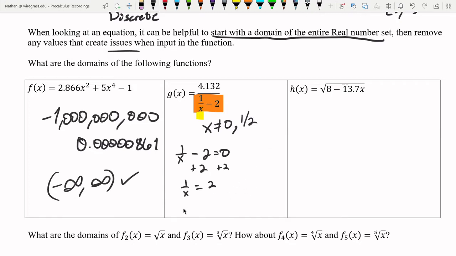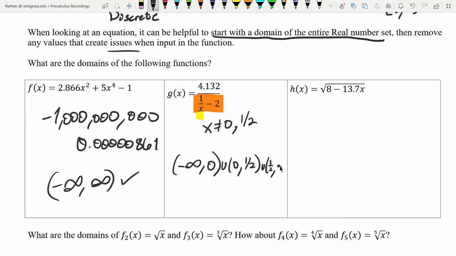Well, those are the only issues we have here. The rest of the numbers don't give a division by 0, and you can divide any other number just fine. So we write this as negative infinity up to 0, union with 0 up to 1/2, and union with 1/2 up to infinity. We have these breaking points. There's no 0 in this spot, and there's no 1/2 here. All I've done is take the real number line and cut out 0 and 1/2. And that is the domain.